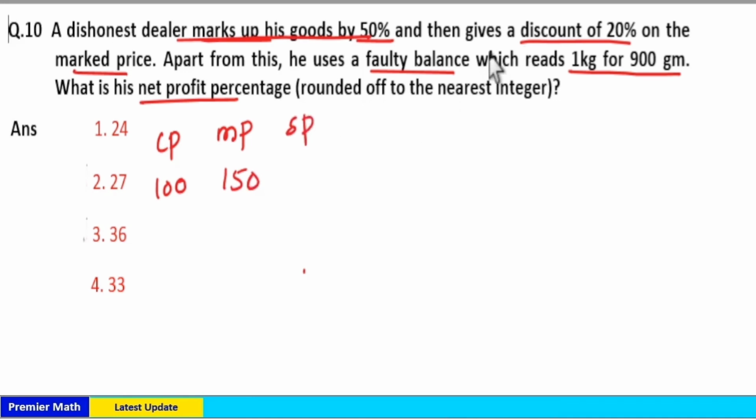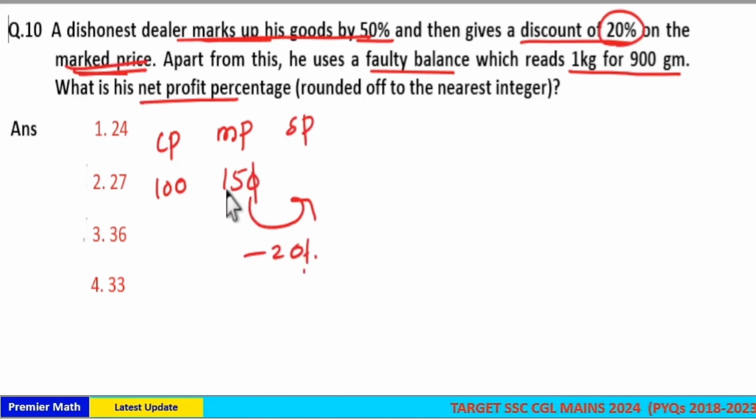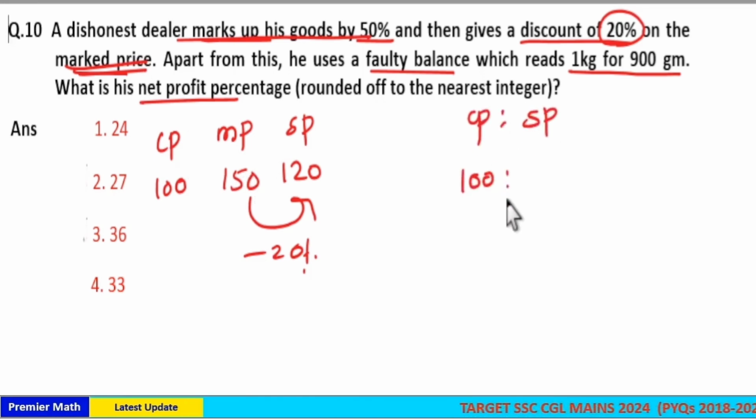Then, he marks up his goods by 50% means marked price is 100 plus 50, 150. Then for selling price, he gives a discount of 20% on marked price. So subtract 20% of 150 from 150. 10% of 150 is 15. 20% is 15 into 2, 30. So 150 minus 30, 120 is the selling price. Now take the cost price and sell price ratio. This 100 rupee product, the shopkeeper sells at 120 rupees.